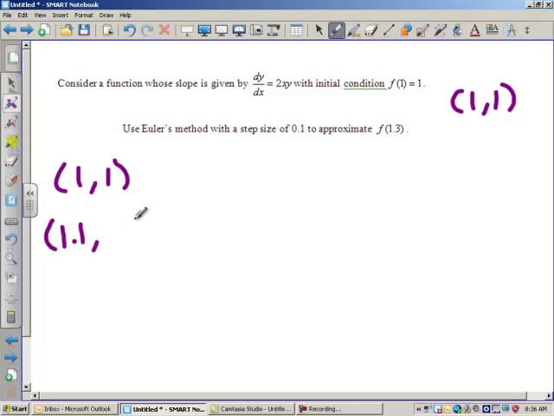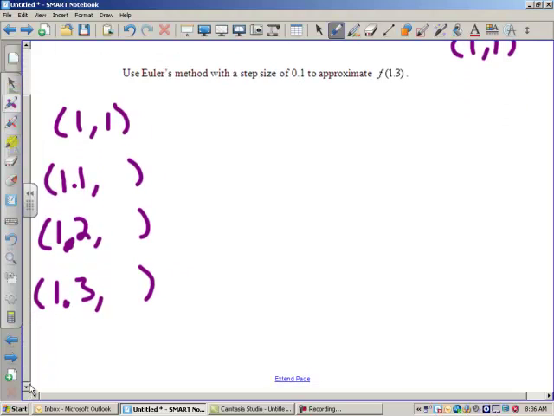1.1 comma something. Then we're going to go to 1.2 comma something, and finally we're going to go to, that's supposed to be a point. It's really early in the morning. I'm sorry about this. Well, 8:36. I don't know if that's really early or not, but then we're going to go to 1.3 comma something, and that right there, once we get there, that's going to be our approximation.